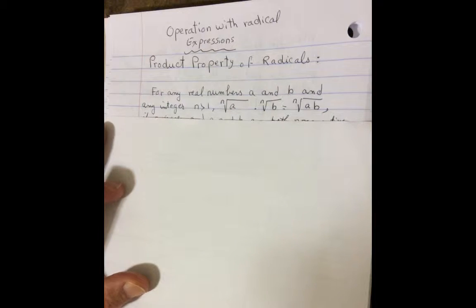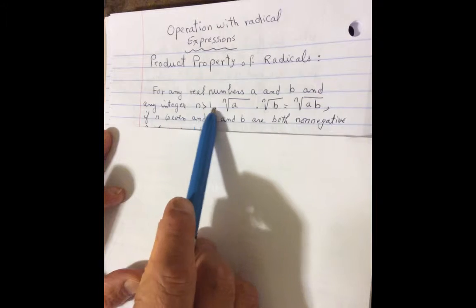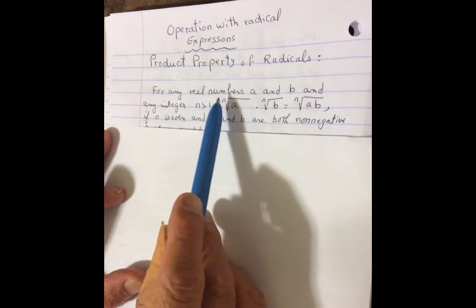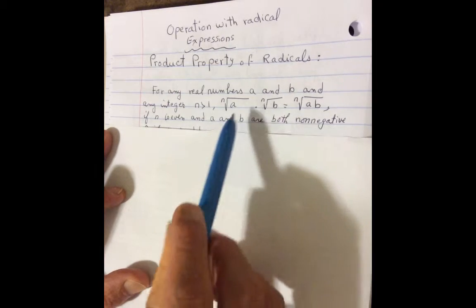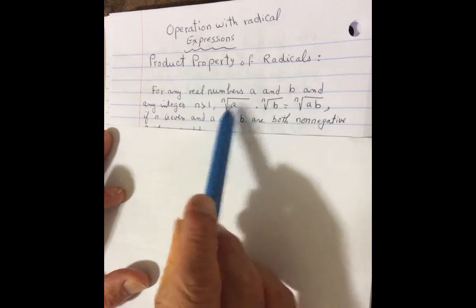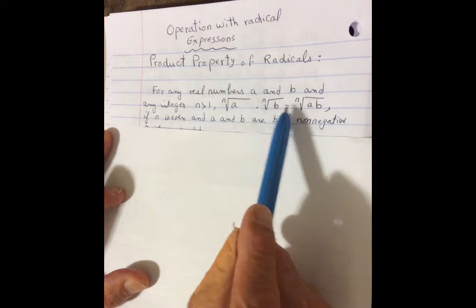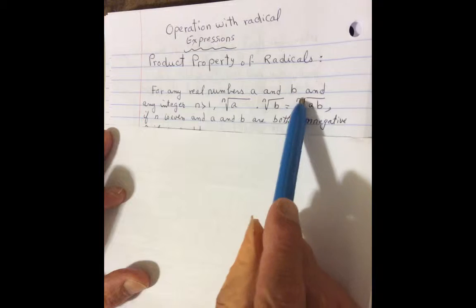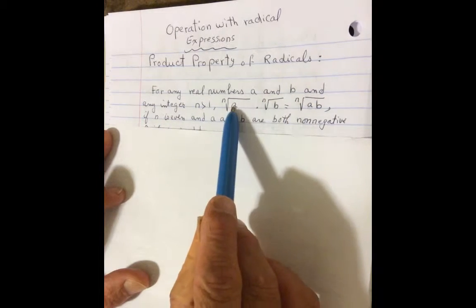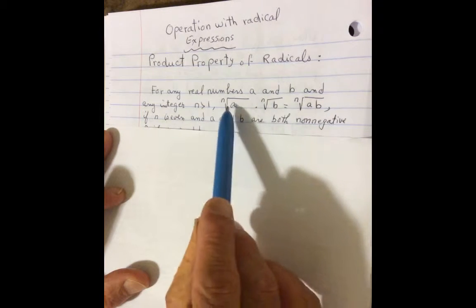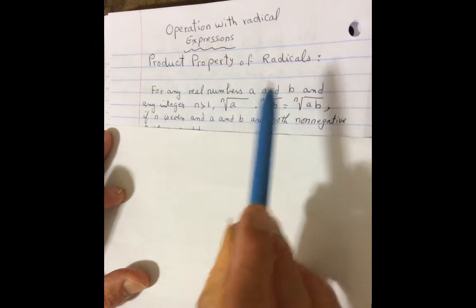For any real numbers a and b, and any integer n greater than 1. n is the index. It has to be greater than 1. And a and b, these are real numbers. If we multiply two radicals having the same index, then the answer is the same radical. The index is going to stay as it is, and then we multiply the radicands. We multiply the inside and we keep the radical and the index as it is.